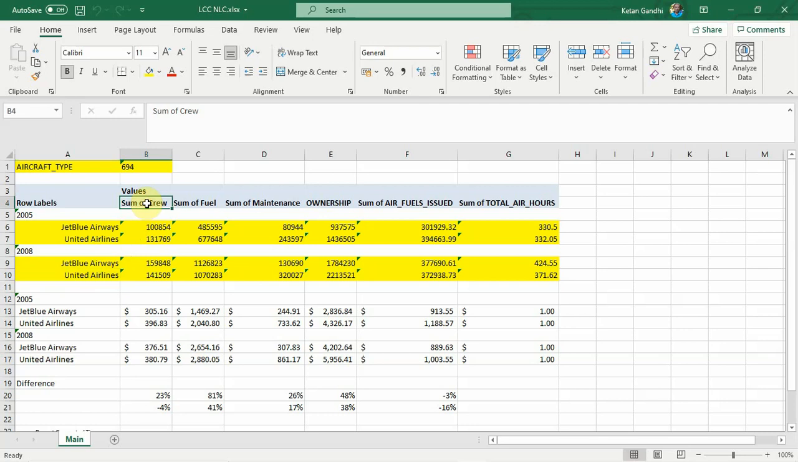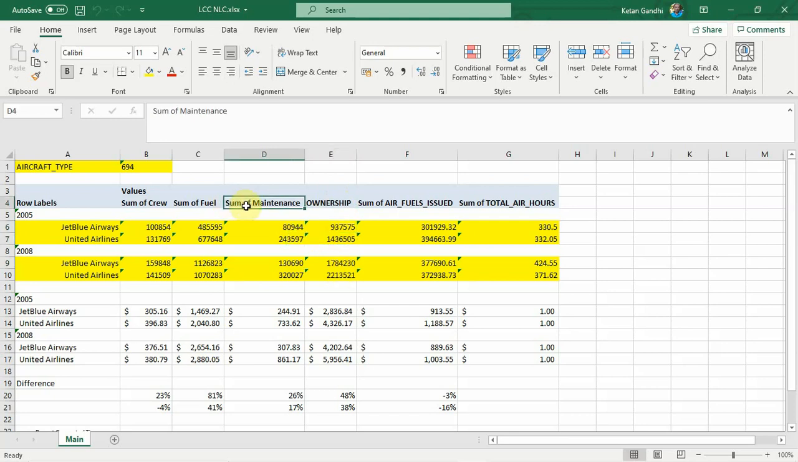This is the sum of the crew. Sum of the crew is the cost of pilot wages and the benefits to them. The second column is the sum of fuel. The fuel is basically a variable cost, the amount being spent here. Then this is the maintenance of the aircraft, sum of the maintenance. These are the amounts here. And the ownership cost of the aircraft is here.